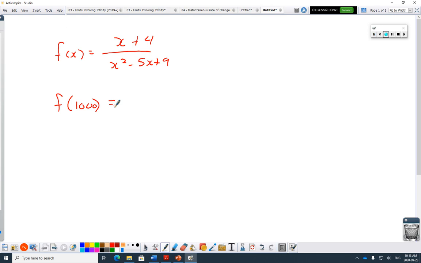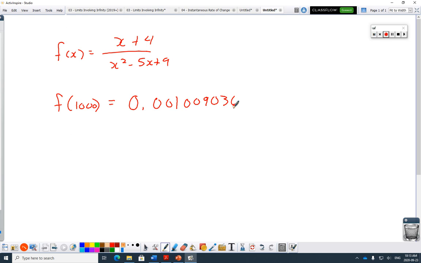So I'm going to type that into my calculator. 1,000 plus 4 divided by 1,000 squared minus 5 times 1,000 plus 9. I close the bracket. And I get, look at this, 0.001009036. And what those rules that I'm talking about in advanced functions did was give you a shortcut to not having to sub in every time.